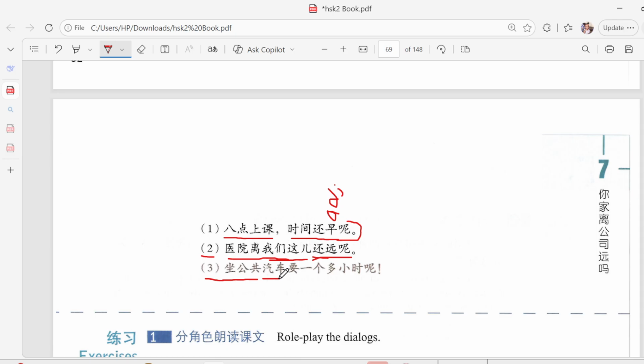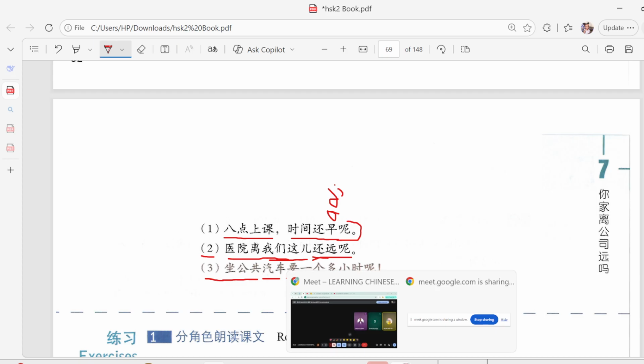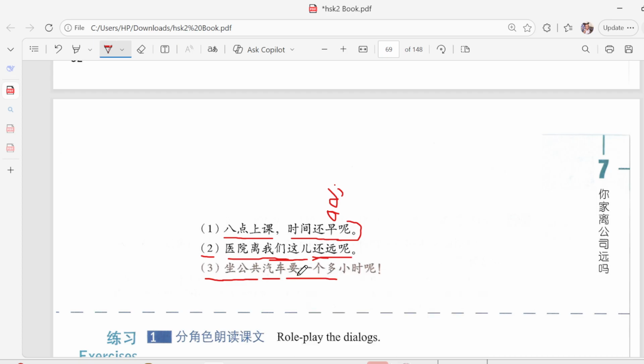Number 3 is 坐公共汽车, boarding a bus, 公共汽车要一个多. It needs one more. Is it just 1 hour? This is a question for you all. I want your contributions. Is this just 1 hour? Because it says 要一个多小时, 小时 is hour. Then 那小时 is time. Okay. Oh, an adverb, right? Is it adverb or adjective?